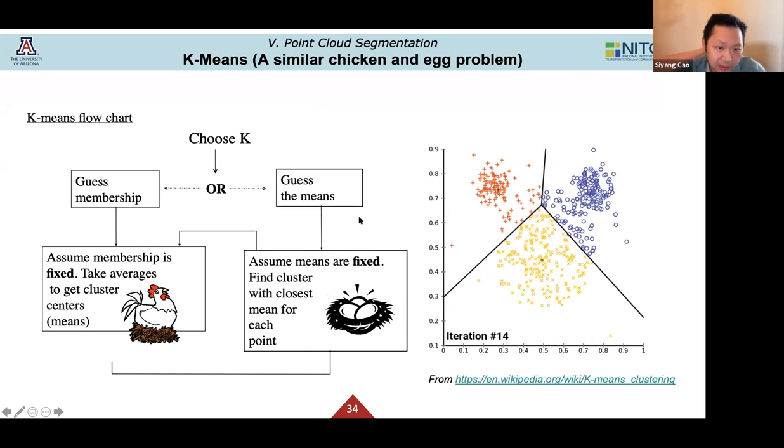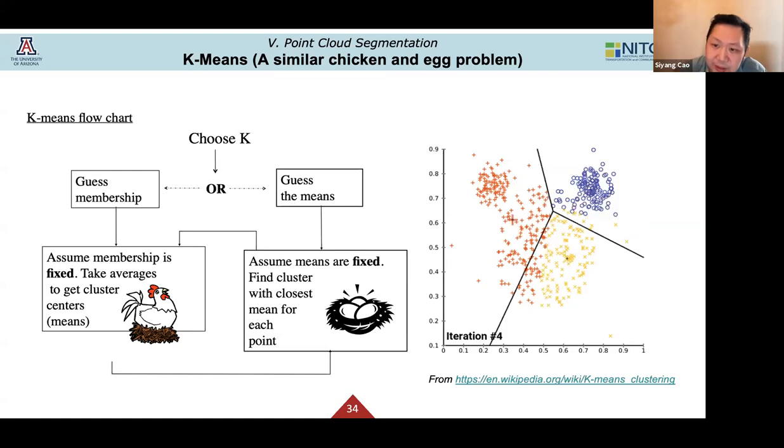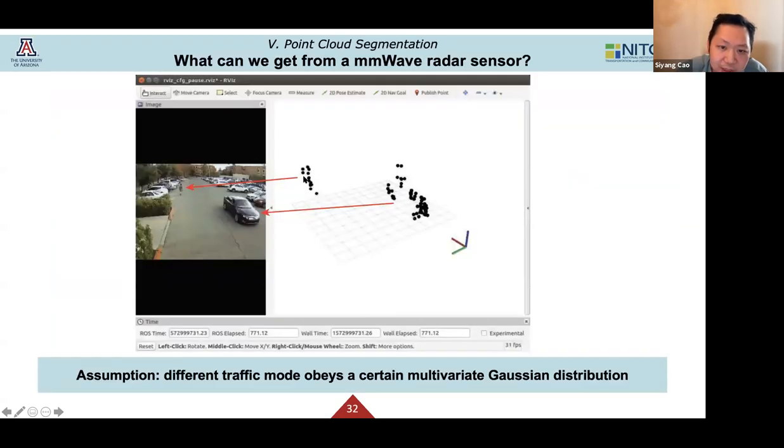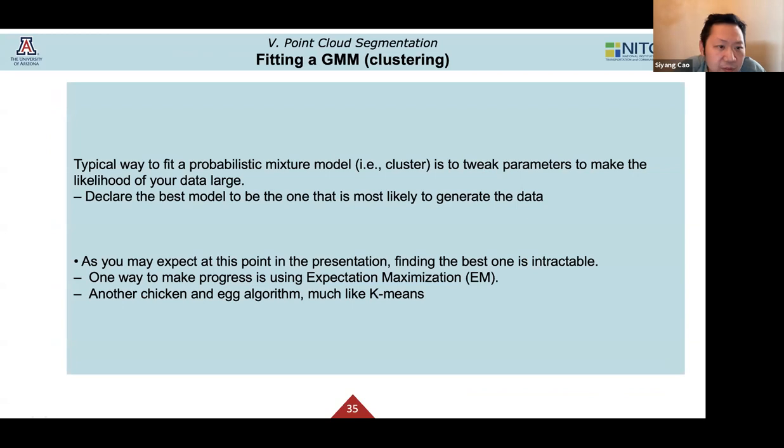However, k-means is not appropriate for the radar data, because k-means typically requires the points to have equal density distribution. But if we go back to the data we collected here, you can tell the person and the vehicle have quite different distributions. So we need to figure out a different way of doing it.